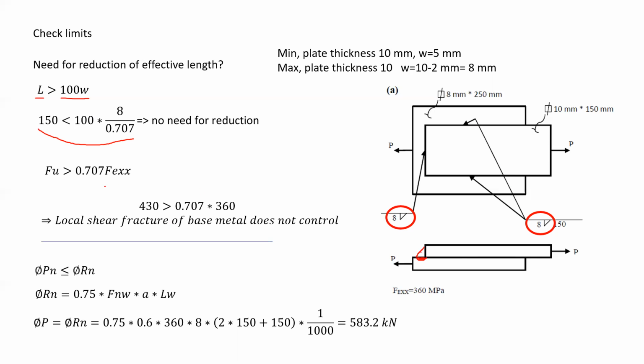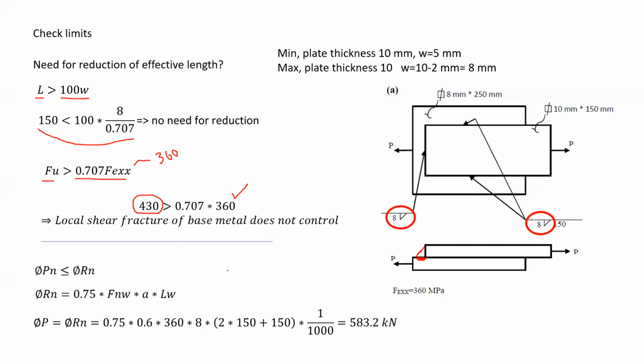So we want to check whether this case will happen or not. So we have to consider if F ultimate for the base metal is more than the capacity of the welds or not. Now, F ultimate for S275 is equal to 430 megapascal, and FEXX for the weld that is given to us is equal to 360 megapascal, multiplied by 0.707. It appears that the F ultimate is obviously bigger than the weld capacity. So therefore, there is no risk of having local shear fracture of base metal, and it does not control. So we are sure that the failure would happen in the weld itself.